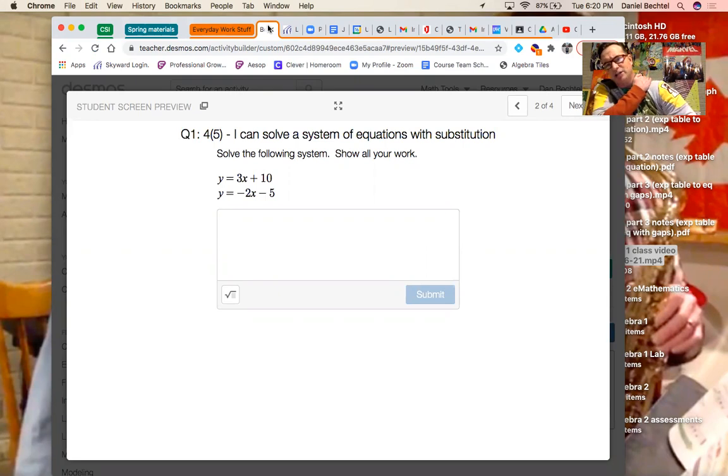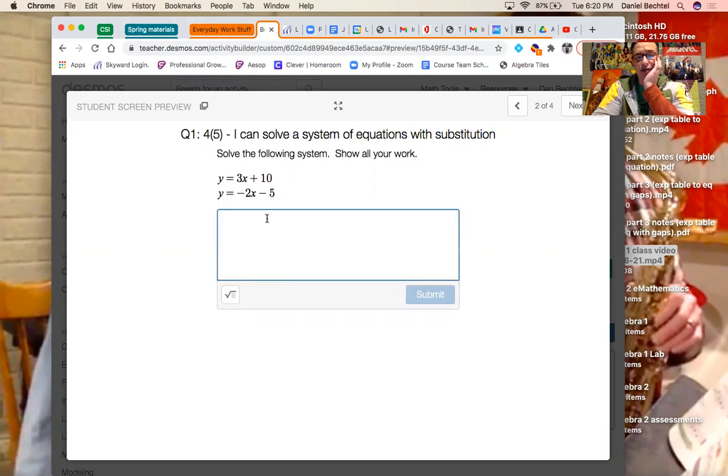So this first thing asks you to solve a system of equations with substitution. And this looks just like the ones that we've been doing, but I've been doing it by hand, and I want to show you how to use what we have on here to set this up. Since we're solving this system with substitution, we're going to start off with the 2 equations and say, okay, I've got y equals 3x plus 10, and I've got y equals negative 2x minus 5.